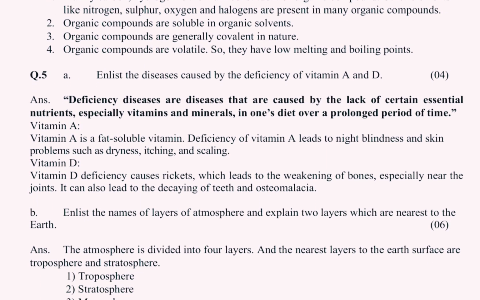Then there is a question: enlist the diseases caused by the deficiency of vitamin A and D. Here 4 marks are there, two for each. Vitamin A deficiency causes night blindness, and skin problems like dryness, itching and scaling. And if vitamin D is not present, then your bones become weak, and it is a condition called rickets, with twisted bones, bent bones, or bones that are not properly shaped and strengthened, especially near the joints. And teeth are also considered as bones, so decay happens sometimes.